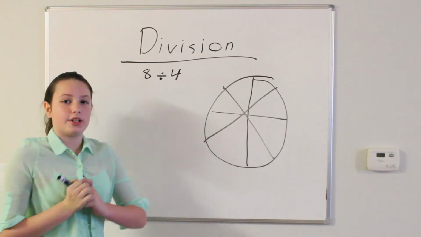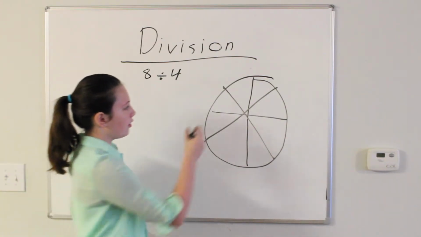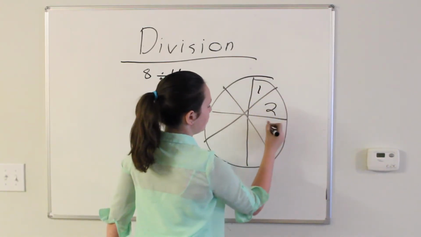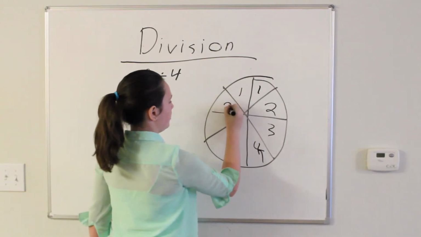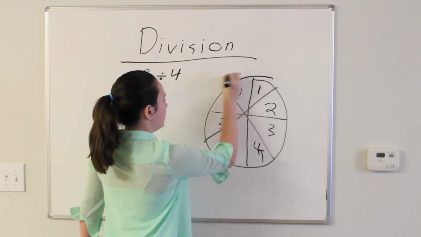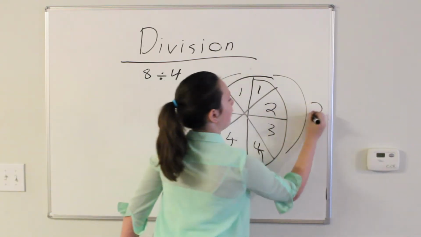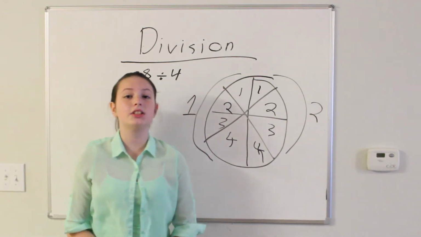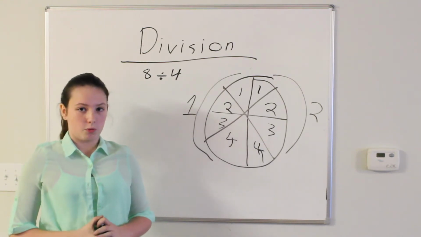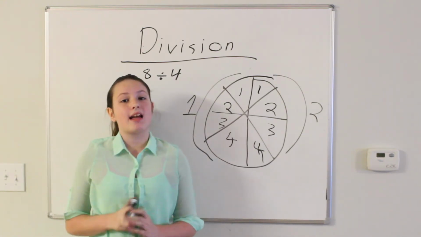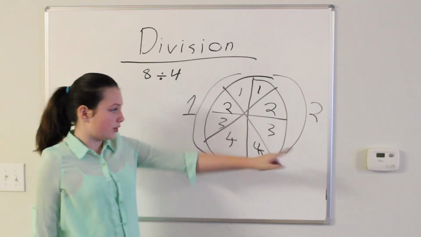So one way to do that is to see how many times 4 can go into 8. 4 can go into 8. 1, 2, 3, 4. 1, 2, 3, 4. 1, 2. Four can go into 8 2 times, which means that each person could get 2 slices.